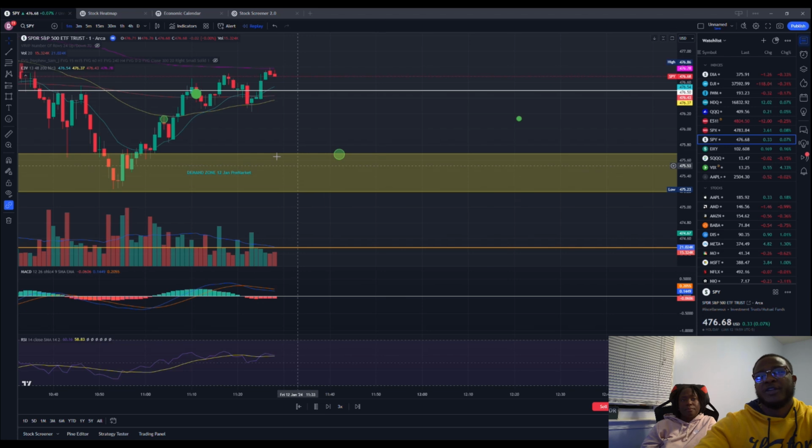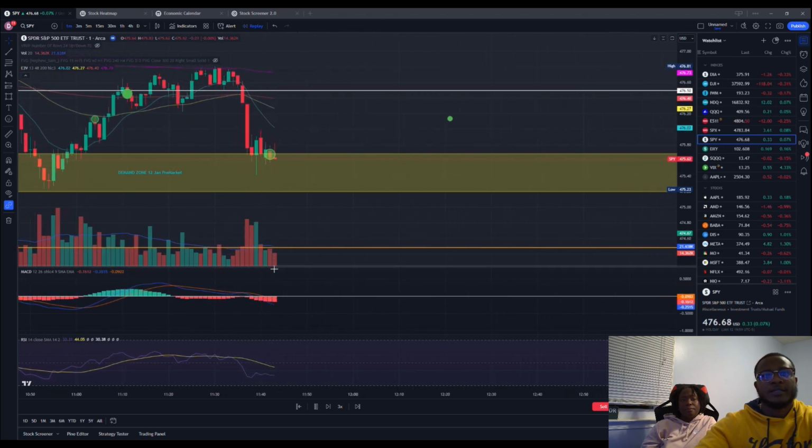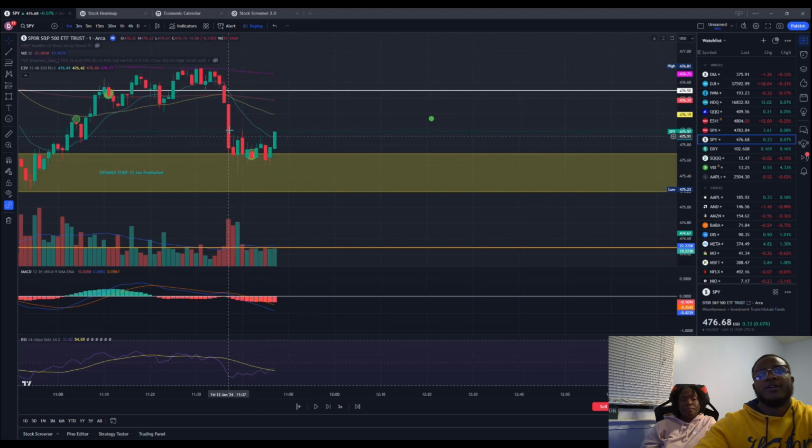You see we came up to VWAP. We got rejected off of VWAP hard and stop. Okay. We got rejected off VWAP. We came back down to this original demand zone, and we actually held that zone.